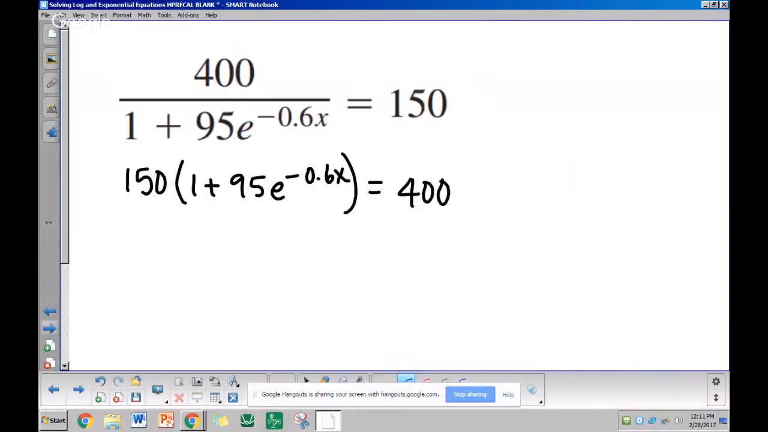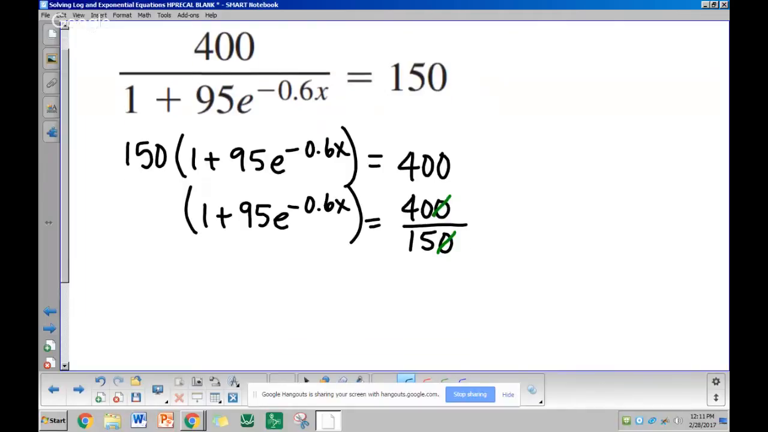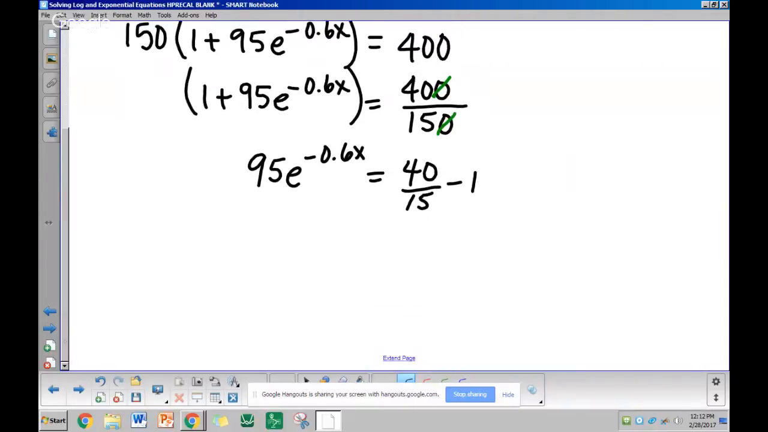So 1 plus 95 e to the negative 0.6x, I'm going to divide by 150, and I'm going to get rid of one of my zeros, if that's all right with you. And then I'm going to subtract 1. 95 e to the negative 0.6x equals 40 over 15 minus 1, and then divide by 95 or multiply by 1 over 95. You notice I'm not simplifying, so I'm going to just put it in the calculator.